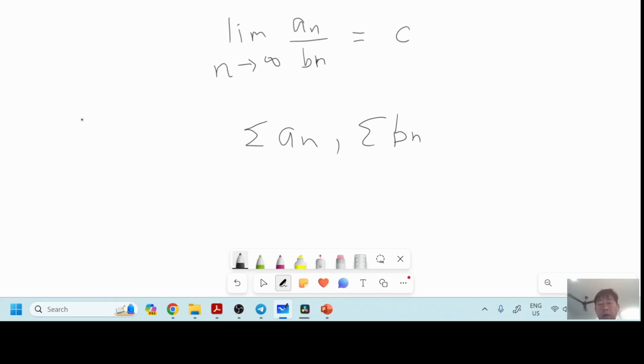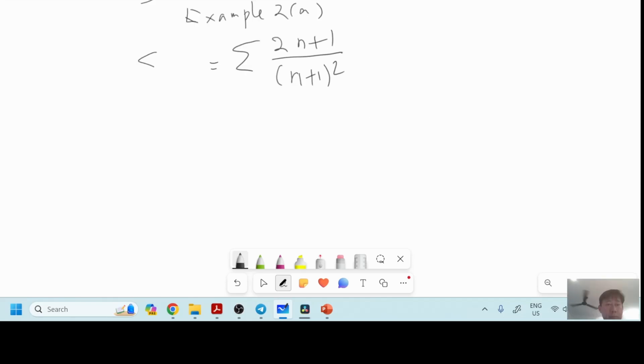The easiest way to understand the limit comparison test is to look at an example. In example 2a, we are dealing with a series an which is expressed as 2n plus 1 over n plus 1 squared. So how are you going to propose a series bn that will be used to compare with the series an? In the case of the limit comparison test, proposing the form of bn is much easier than in the comparison test. In the case of a direct comparison test, you have to create your own bn for comparison with an. In the case of the limit comparison test, you can propose the expression for bn by looking at the expression of an itself.